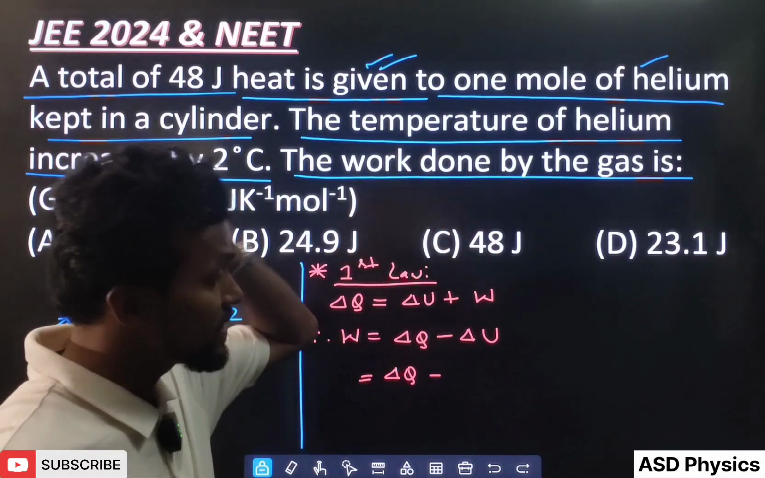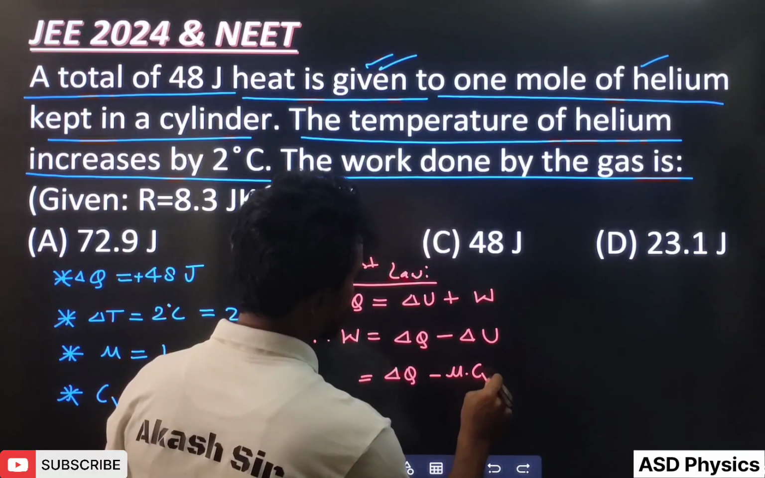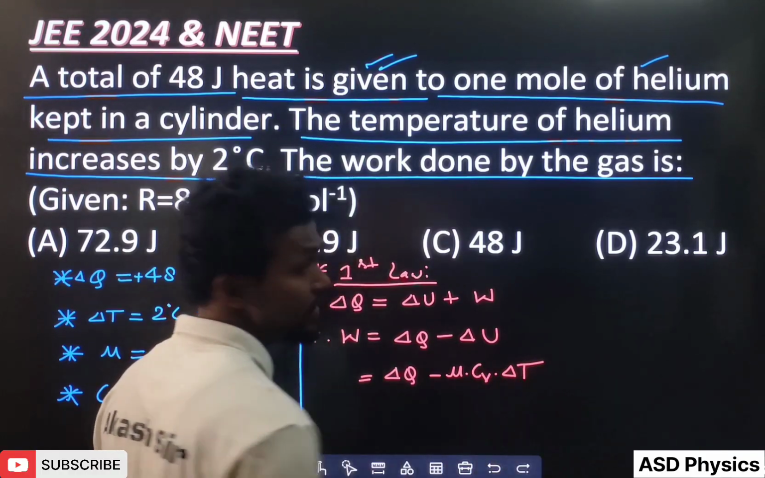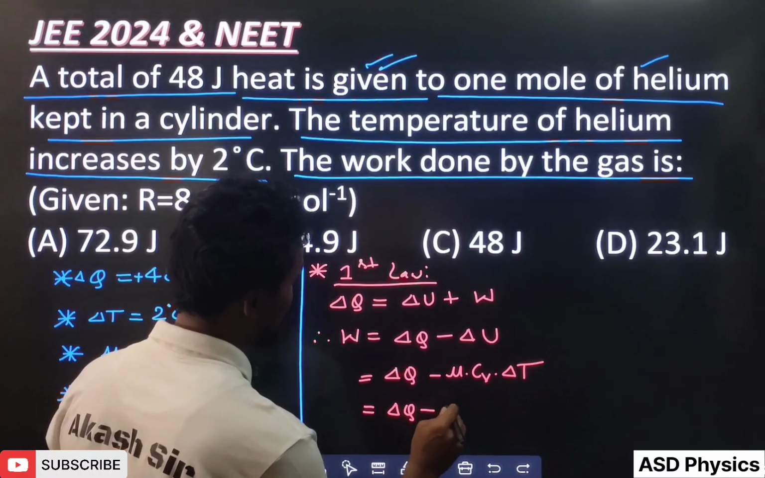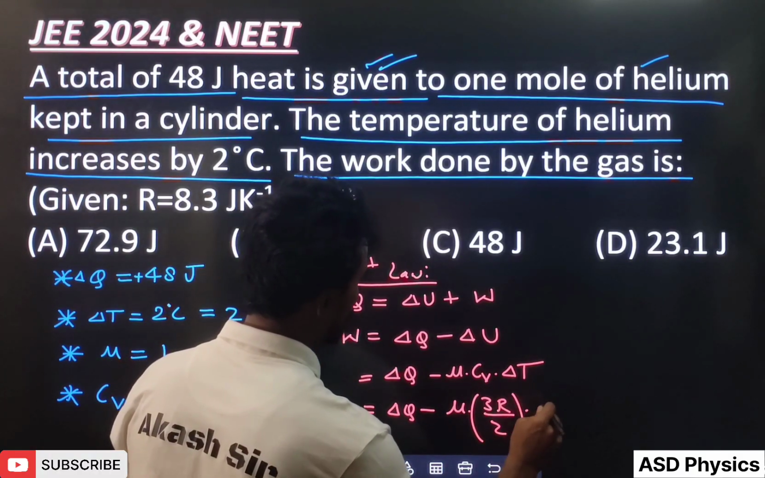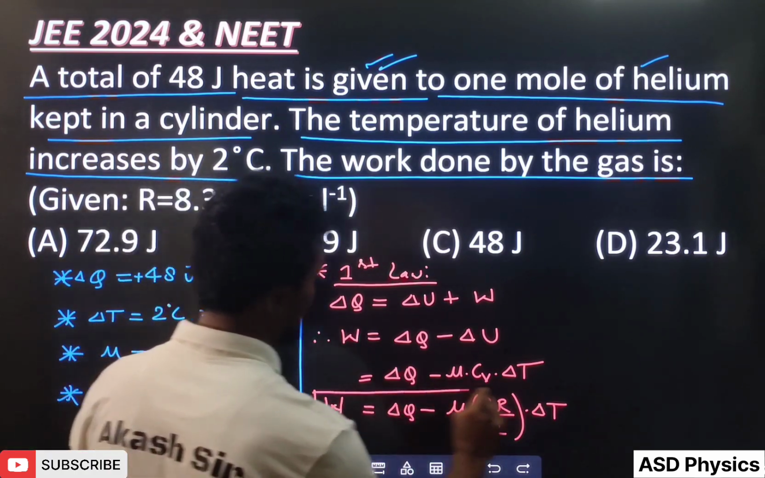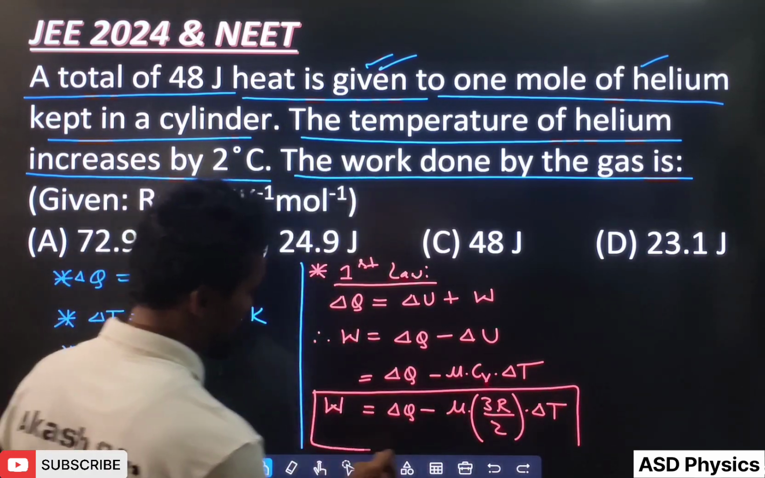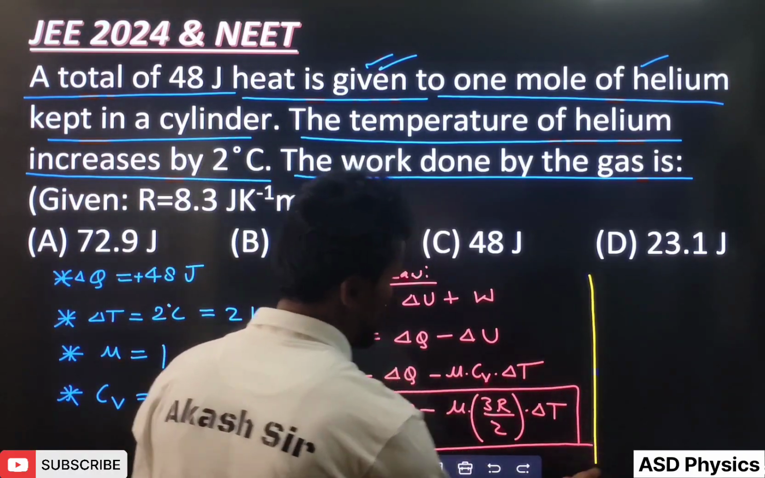Delta U, remember, is always given by mu CV delta T. So W is delta Q minus mu CV delta T, and CV is 3R by 2, so 3R by 2 into delta T. This is the work done formula. You have to remember this. Now after that, students, we will just put in the values.